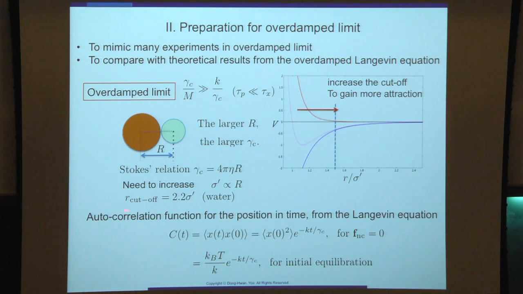And how do we estimate the friction coefficient? There is a formula for the autocorrelation function for position in time, obtained from the Langevin equation, this way. And this is the initial correlation function, when the system is prepared in the initial equilibrium situation, and it is given by this one from the equipartition theorem. This relation holds in the absence of the non-conservative force.